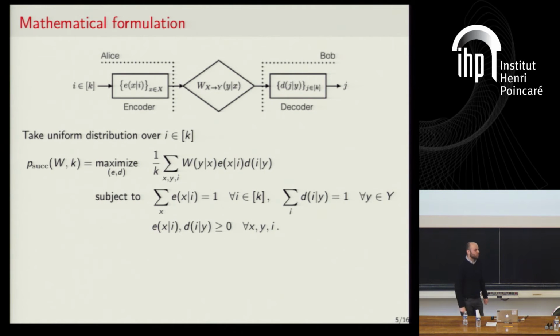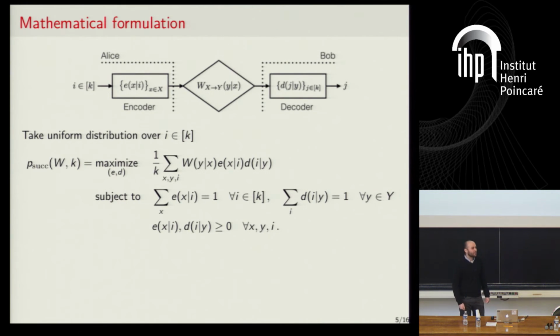So this objective function is just the average over all messages. Something I should say is that in this talk I will focus on the case where we assume the message is uniform, uniformly distributed over 1 to n. So I take the average over all possible messages, and then I encode I into x. This is with probability E of x given I, and then this goes into the channel. So this gives me W of y given x.